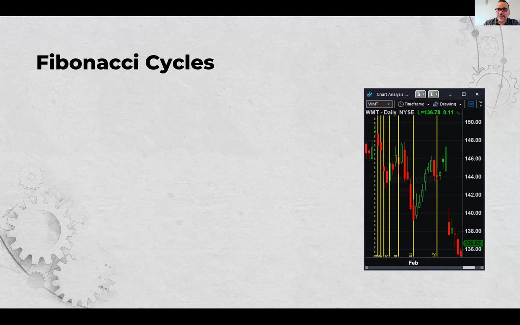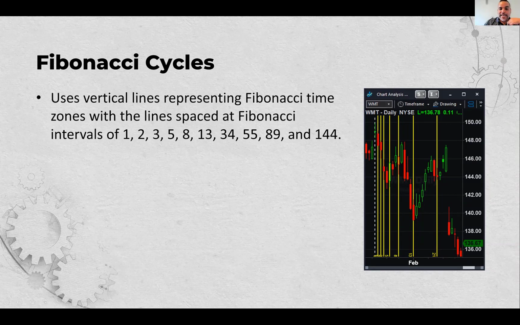This is the Fibonacci cycles. I believe it's the last one. This is the one that draws time cycles following the same number sequence of the Fibonacci. So it uses vertical lines. Sorry, I shouldn't use the wheel on the mouse. It uses vertical lines representing Fibonacci time zones with the lines spaced at Fibonacci intervals of 1, 2, 3, 5, 8, 13, and so on.